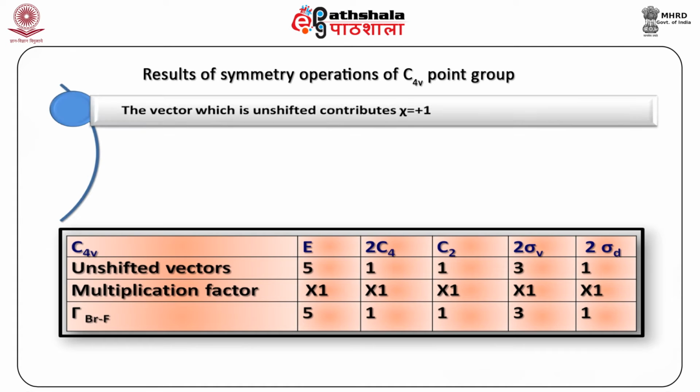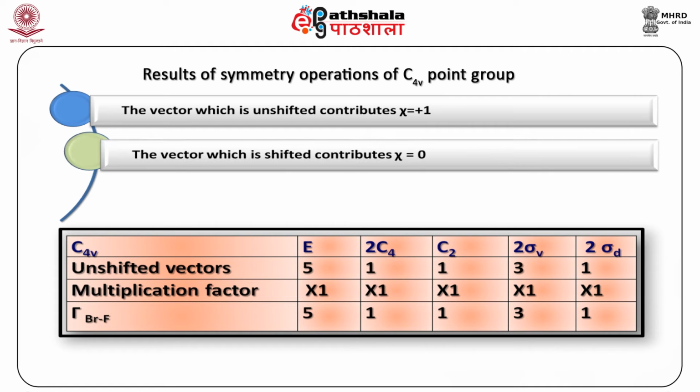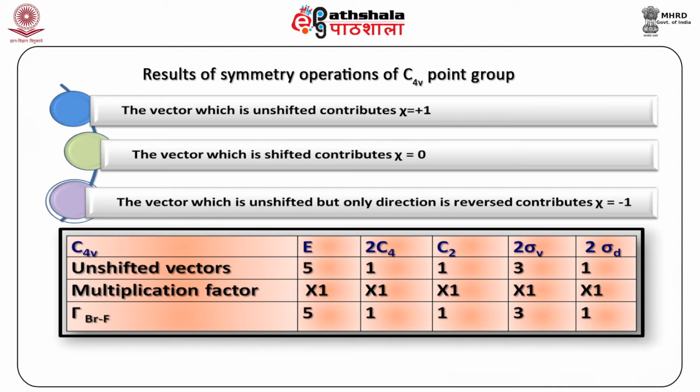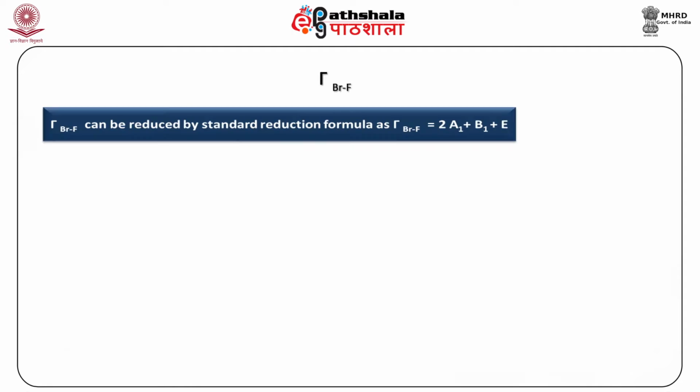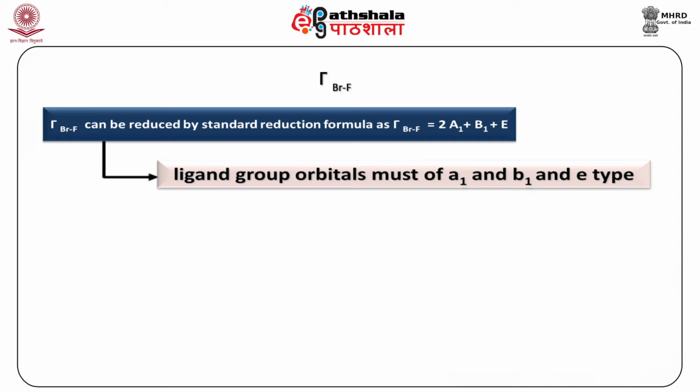The vector which is unshifted contributes character +1. The vector which is shifted contributes character 0. The vector which is unshifted but only direction is reversed contributes character -1. Gamma Br-F can be reduced by the standard reduction formula as Gamma Br-F equals 2A1 plus B1 plus E. It means ligand group orbitals must be of A1, B1 and E type.